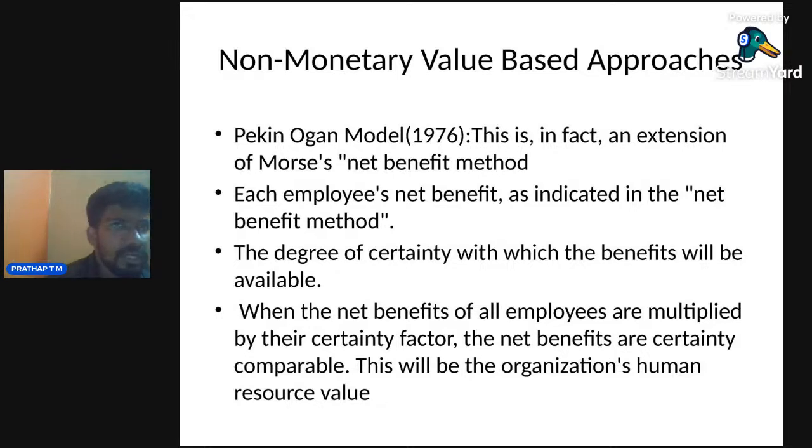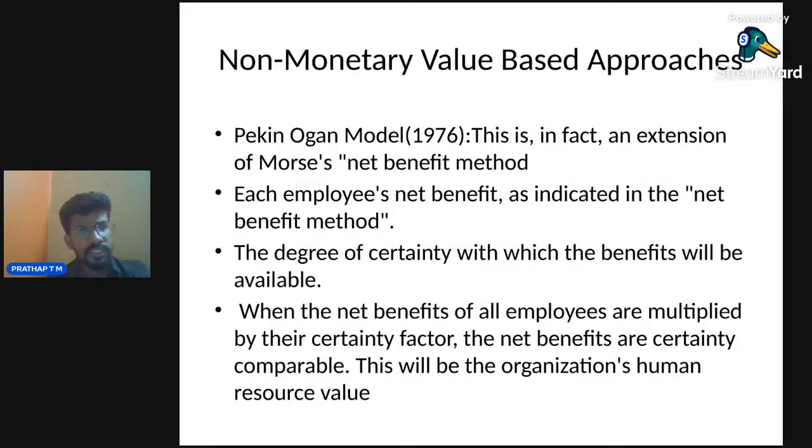If you look at the traditional method, they are determining only on cost. If you look at the monetary value, it is the monetary benefit which we gain from a particular person or individual, and based on that we determine the value of each individual. But the name itself says it is a non-monetary value based approach. Here we are not only considering the monetary value, so we have to consider the non-monetary benefit.